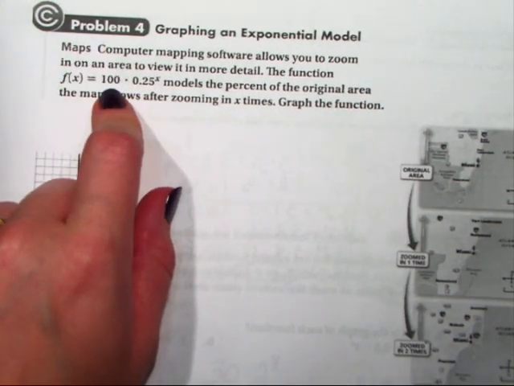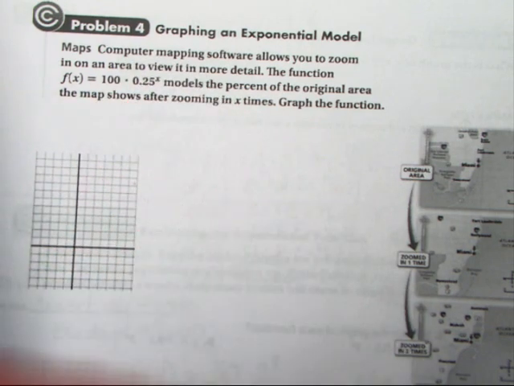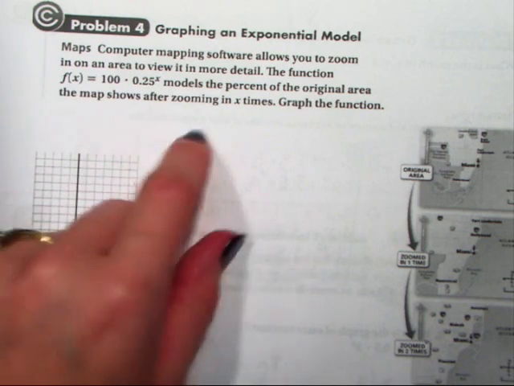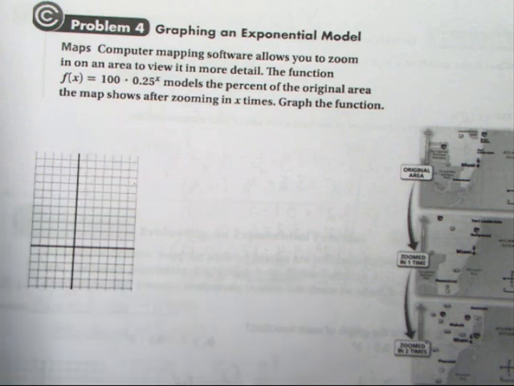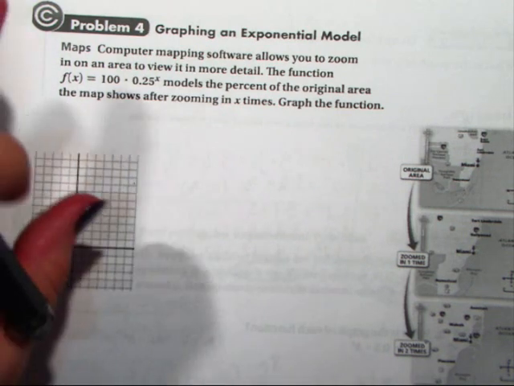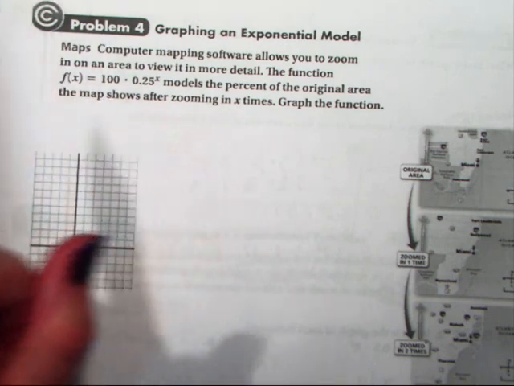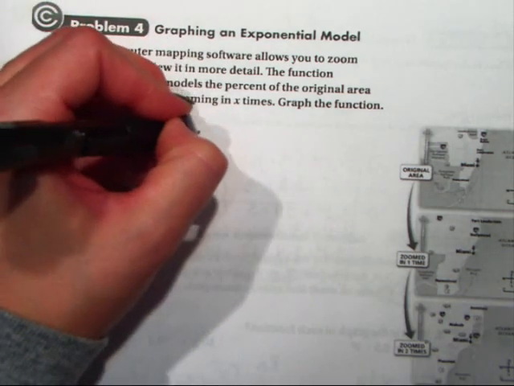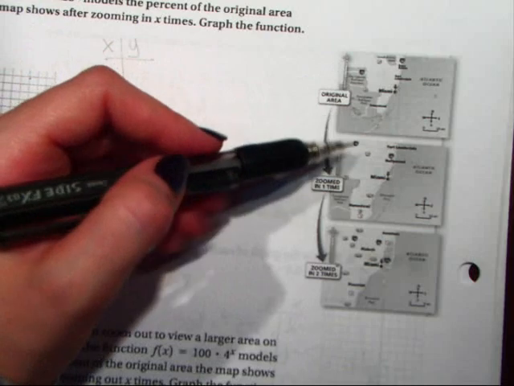It starts at 100%, and you see that 25% there? What that does is it allows you to zoom in on something like a quarter closer, okay? And it represents the percent of the original area of the map, and it shows it after zooming in X amount of times. So it's getting closer and closer and closer, okay? What we're going to do is get some X, Y points here, and we're going to graph this puppy.